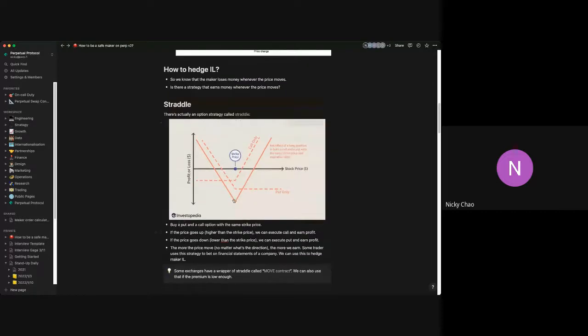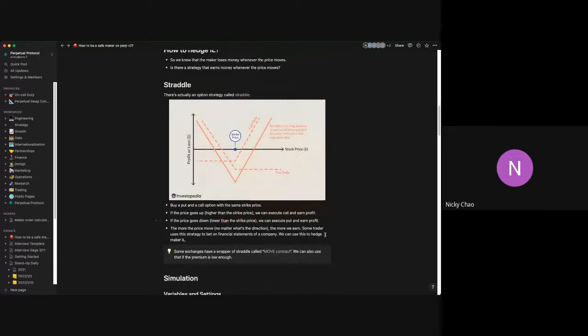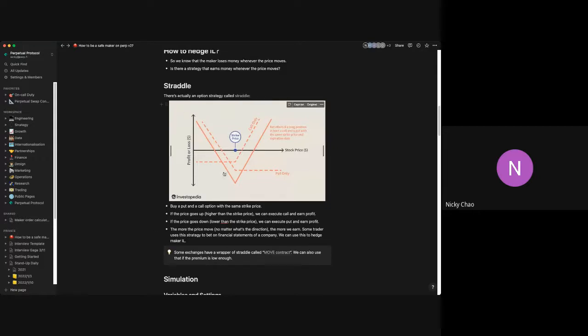And so we can use this strategy to hedge the impermanent loss from the maker side. And also some exchanges like FTX have a contract called move contract, like BTC move or something. And this is basically just a wrapper of the straddle strategy. But this kind of product usually has a higher premium. So I think it's better to just go to an option exchange and just buy two options.